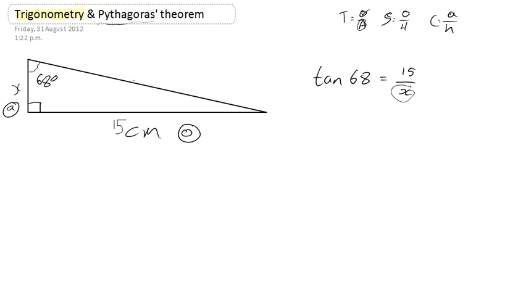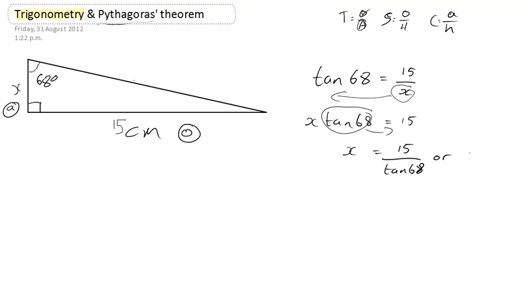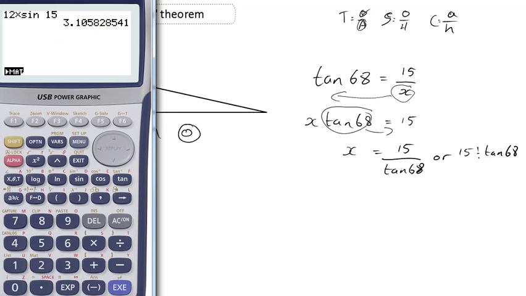So I'm going to move the x over the equals, so I'm going to get x lots of tan 68 equals 15, and then if I move the tan 68, I get x equals 15 over tan 68, or 15 divided by tan 68. At this point I fire up my graphics calculator.